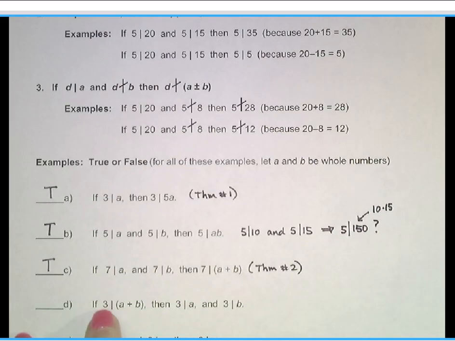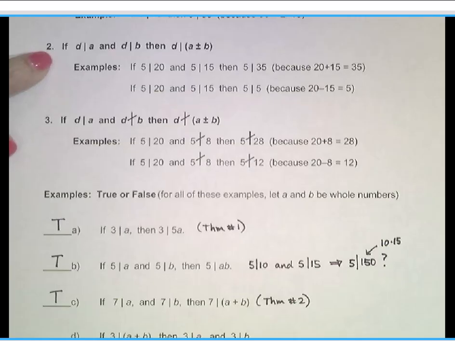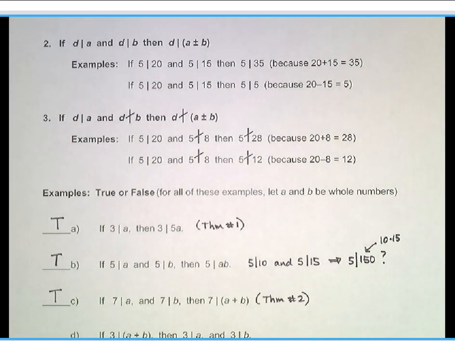All right, if 3 divides the sum of a and b, then 3 has to divide a and 3 has to divide b. Okay, so that feels like theorem 2 a little bit, but it's theorem 2 in reverse. So the question is, does the theorem work in reverse? Well, let's see. Let's find some numbers for a and b. Something that I know 3 divides: 12, for example.